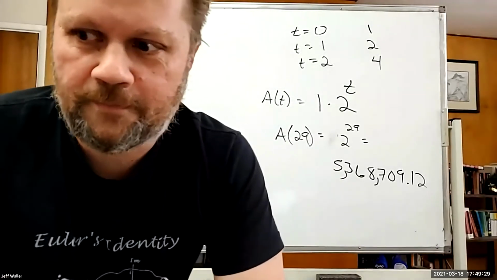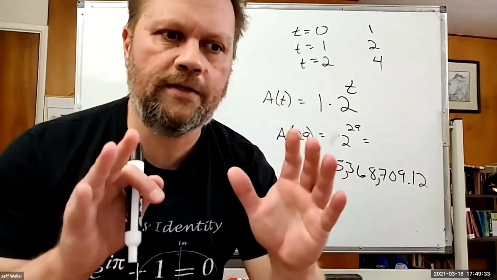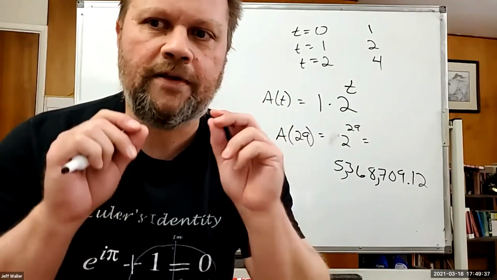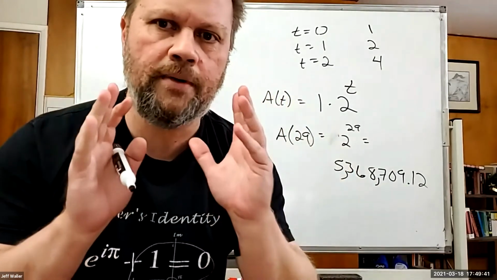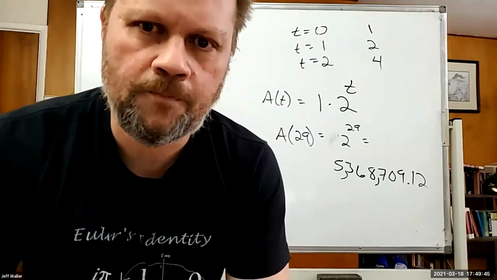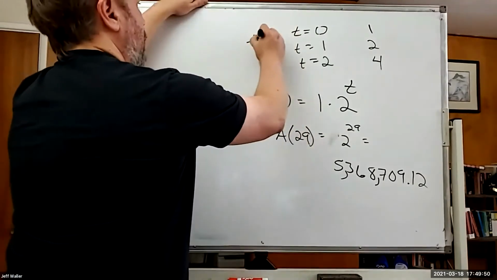So the problem with this: is this an example of continuous growth? It's not really a problem, but is this continuous growth? How many pennies do I have at half a day?